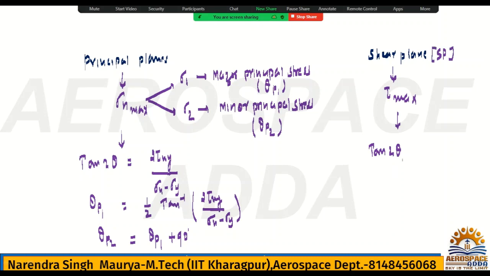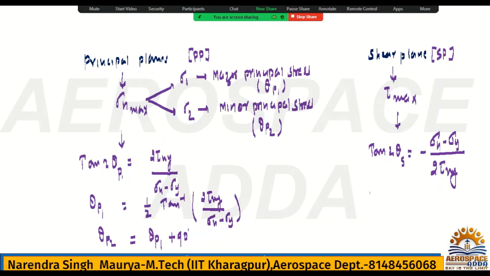So this is S for the shear plane, and this is P, because it is the principal plane. This orientation is P only, that means principal plane orientation. This is S, that means shear plane orientation. You had seen it was sigma x minus sigma y over 2 tau xy, with a minus, previously.